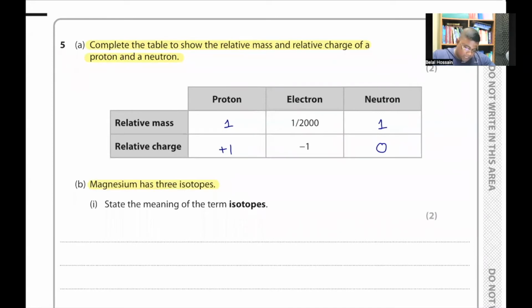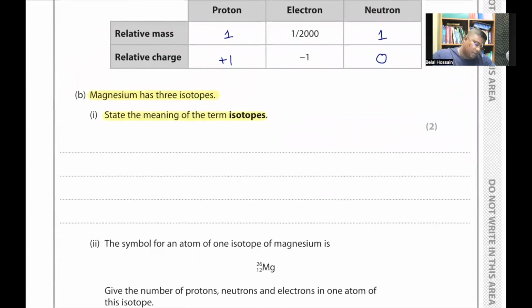Magnesium has 3 isotopes. State the meaning of the term isotope. Guys, this is a very important question because this is going to repeat all the time in the question paper. When defining isotope, isotopes are the atoms of the same element with the same number of protons but a different number of neutrons.